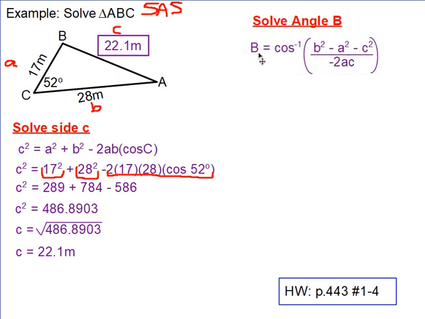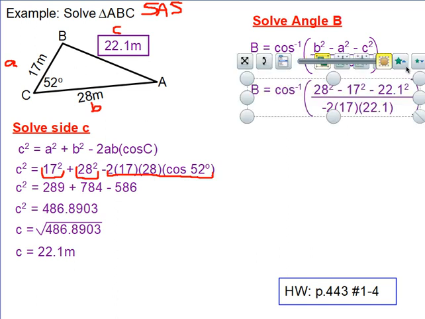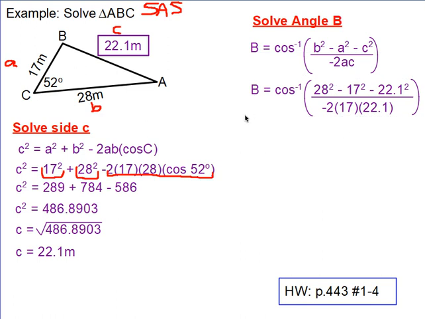So B equals the cosine inverse of B squared minus A squared minus C squared, divided by -2 times A times C. Now we're going to fill in all of the blanks as best we can, and it gets a little crazy, and that's okay. We just plug in the values, right? For B it would be 28, 17 would be for A, and now our newly solved 22.1. That really helped us out here. Divided by -2 times 17 times 22.1.